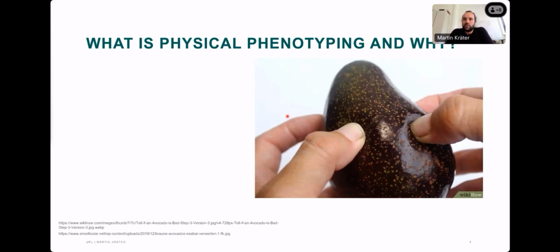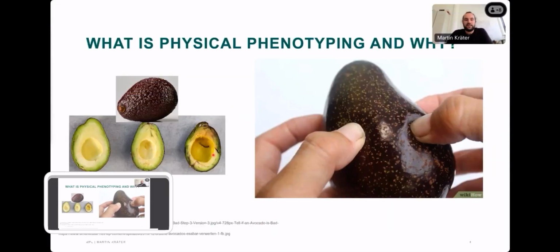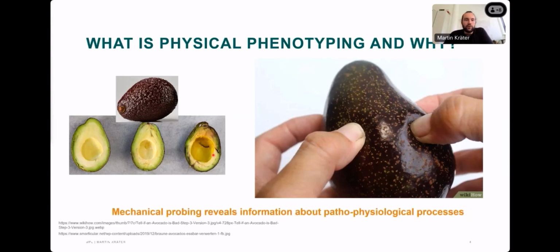I think you're all familiar with such a picture here. You have done it in the supermarket very often, right? What you try is basically, you try to identify this continuum here of this fruit or vegetable, I don't really know. And you try to identify it without any optical methods, right? Because the optical methods are not sufficient to figure that out. And therefore, one can draw a simple conclusion, and that is that the mechanical probing reveals information about the pathophysiological process of tissues. And what we have done is basically we have brought this down to the single cell level.